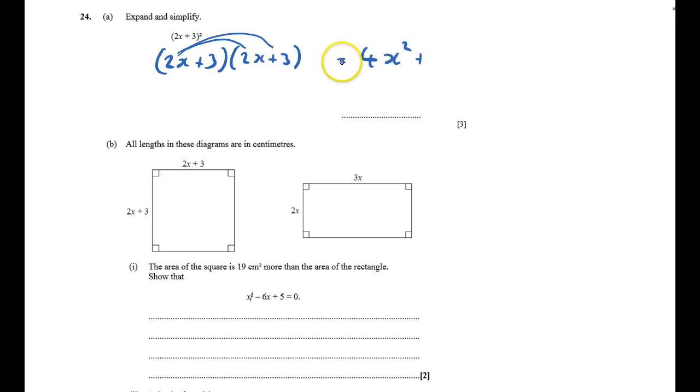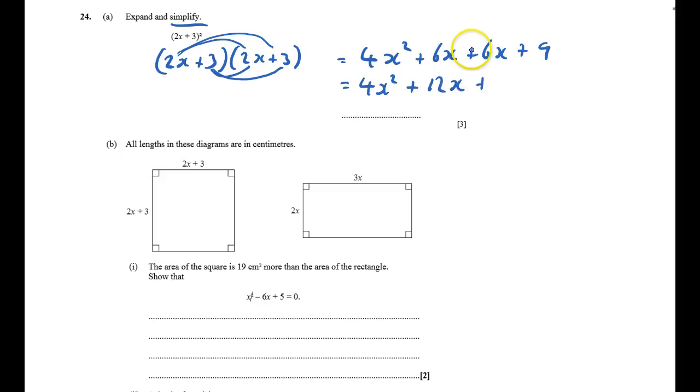2x times plus 3 is plus 6x. 3 times 2x is plus 6 more x's. And finally 3 times 3 is plus 9. And so that, simplified as well, is 4x squared plus 12x plus 9. That's the first bit done.